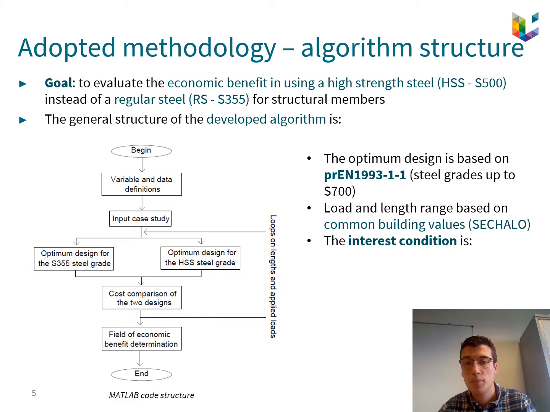And the fundamental interest condition is expressed as: the cost ratio between the regular steel grade and the high-strength steel grade has to be bigger than the relative cost of the high-strength steel grade in order to present an interest in using this particular steel grade.